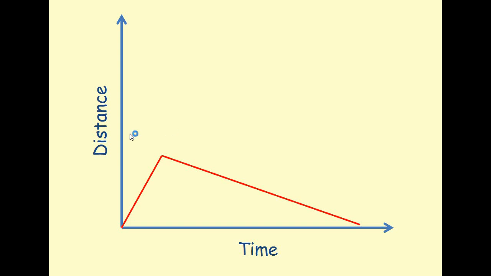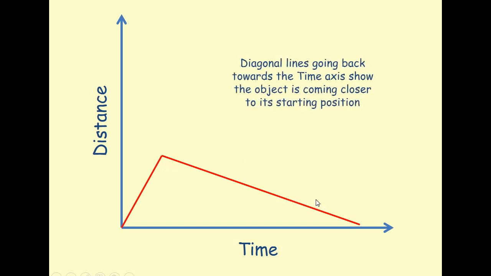In this graph, we've got a steady speed, moving away from the starting position, and then the object turns and goes back at a steady speed, a slower steady speed, because this line is not as steep as this one, going back to where it started from. We know it's come back to where it began because we're back down to 0 on the distance. The distance from where it started is pretty much the same over here as it is here.